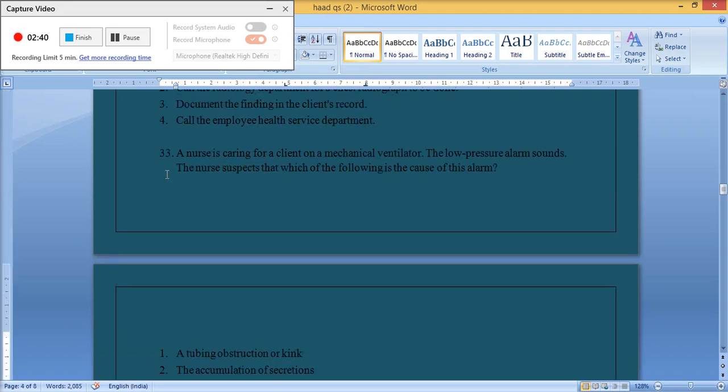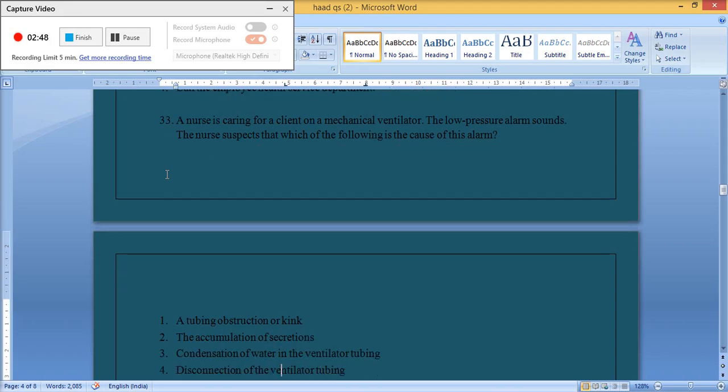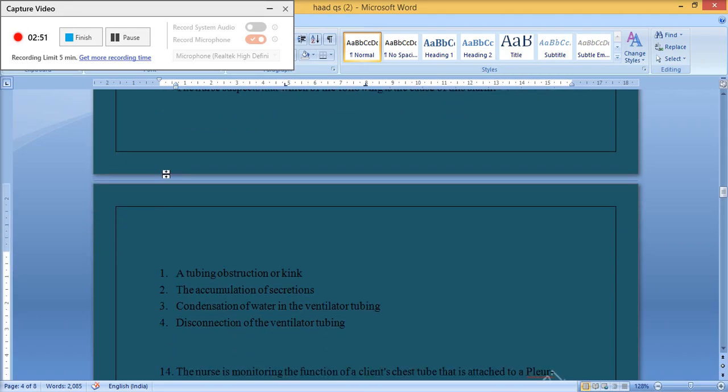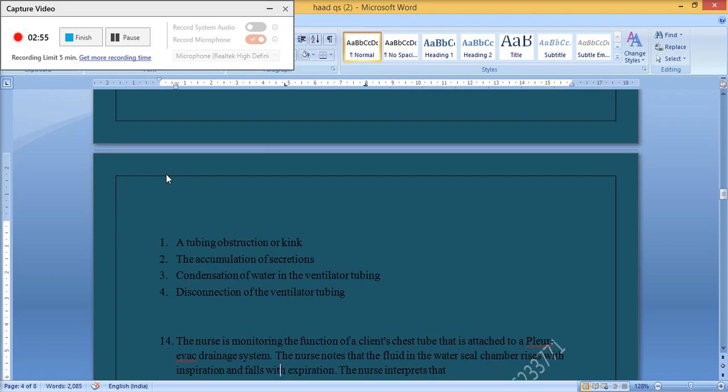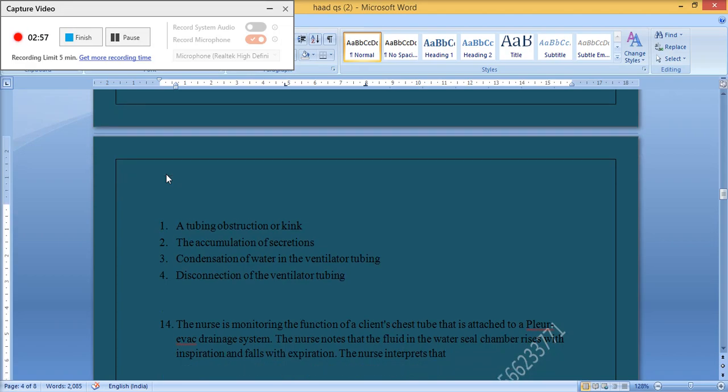13. A nurse is caring for a client on the mechanical ventilator. The low pressure alarm sounds. The nurse suspects that which of the following is the cause of this alarm? 1. A tubing obstruction or kinking. 2. The accumulation of secretions. 3. Condensation of water in the ventilator tubing. 4. Disconnection of the ventilator tubing. The correct answer is 4. Disconnection of the ventilator tubing.